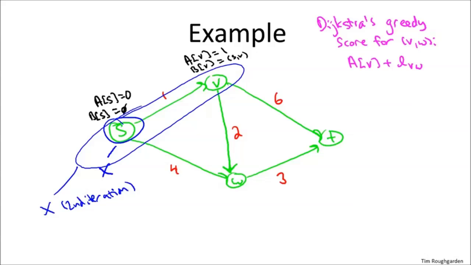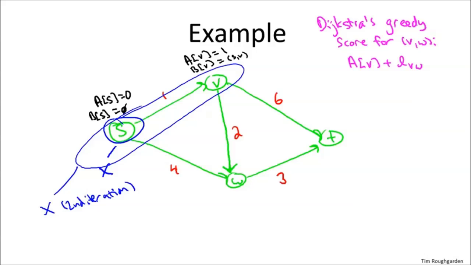So we have our new set capital X consisting of S and V. Again we want to look at all edges which are crossing the frontier, edges that have tail in X and head outside X. Now we see there are three such crossing edges: S, W, V, W, and V, T. All of those have the tail in X and the head outside of X. So we need to compute Dijkstra's greedy score for each of those three and then pick the minimum.